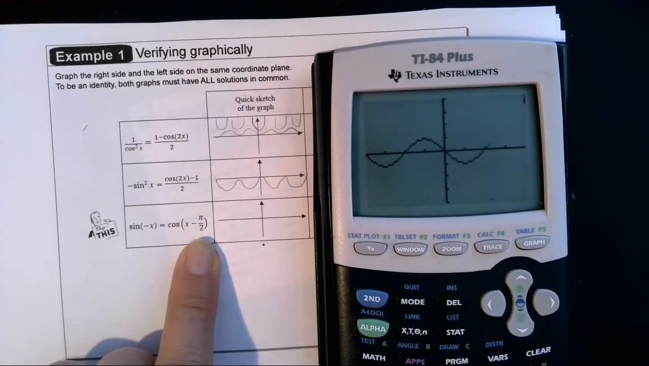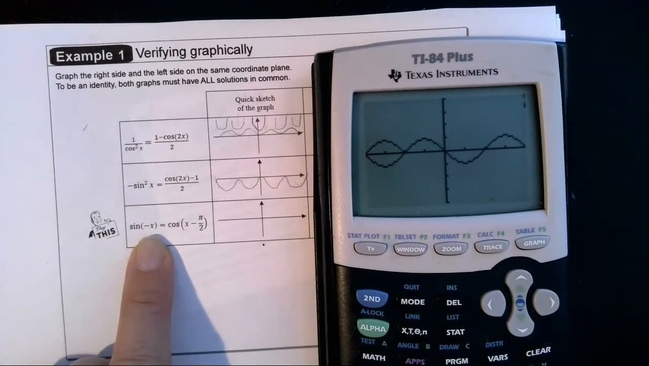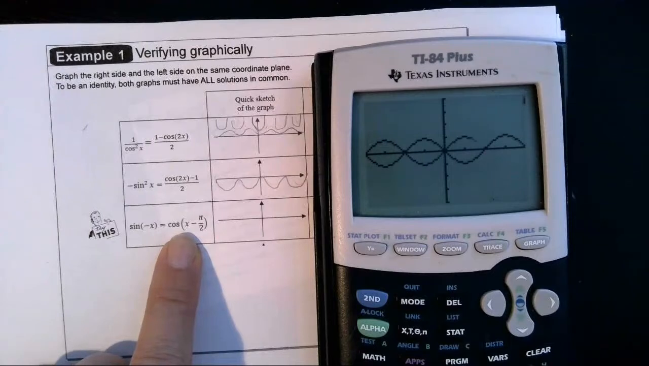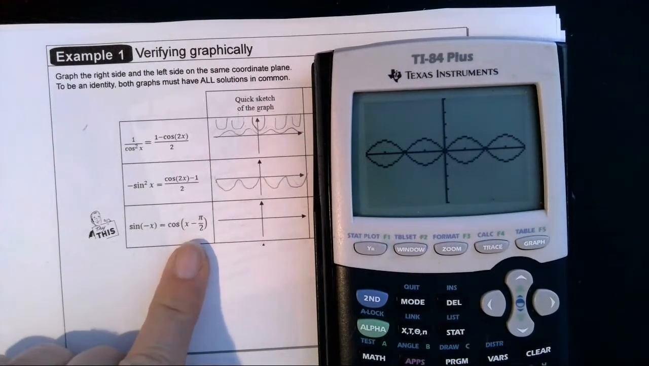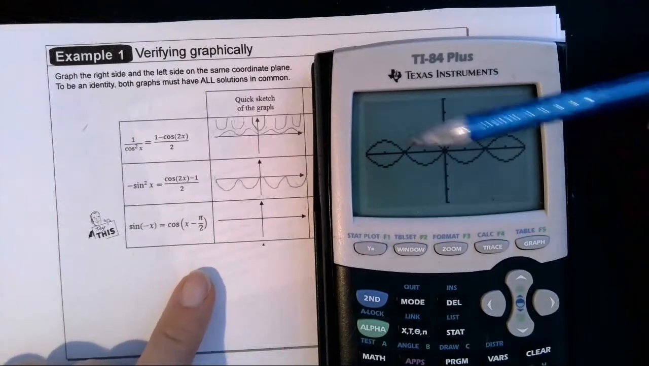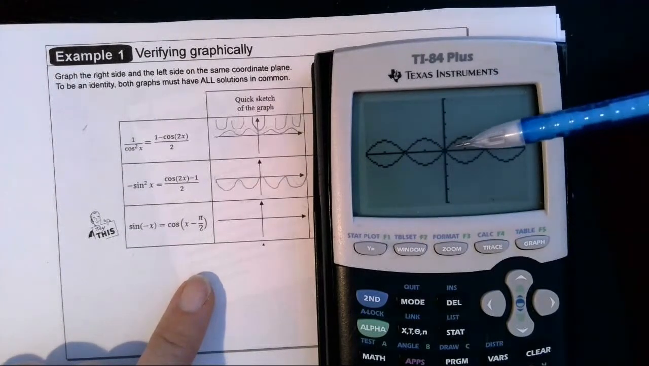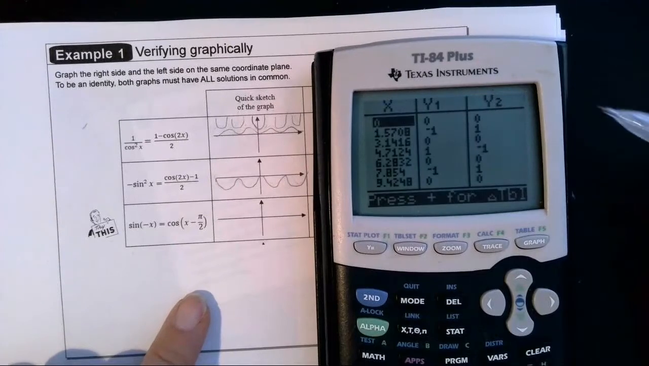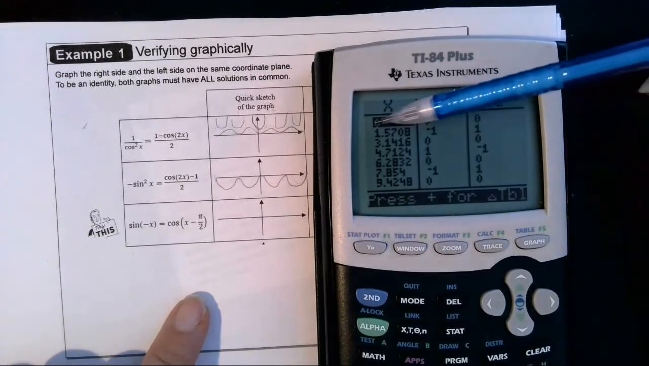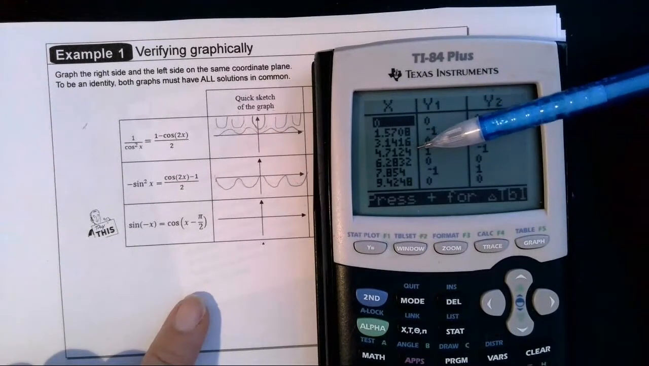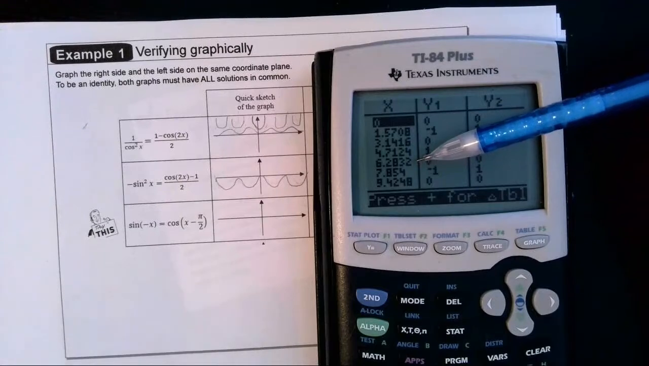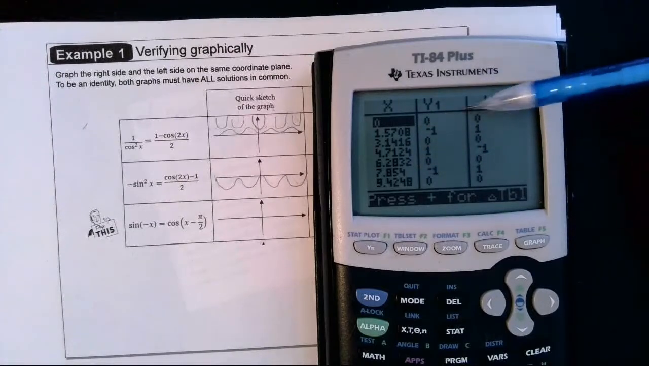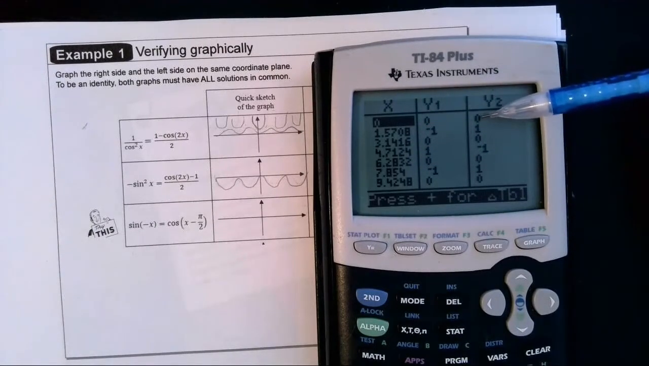And right now we're seeing the graph of the sine of negative x, and then here comes the graph of the cosine of x minus pi over 2. Okay, and so you can see that they definitely are not coinciding, but they might be intersecting here. So let's take a look at the table. And sure enough, at 0, at pi, at 2 pi, y1 and y2 both have the same value of 0, so they're intersecting there.